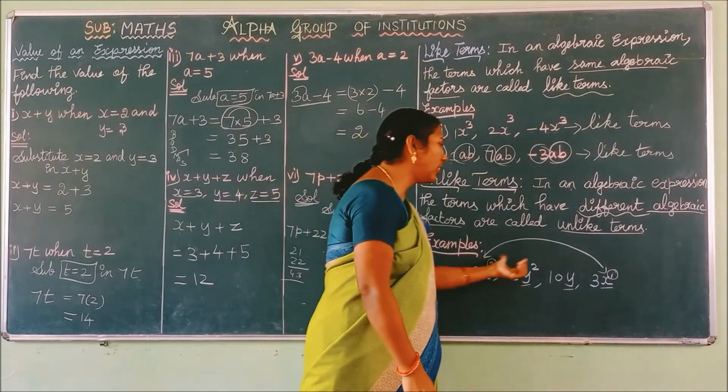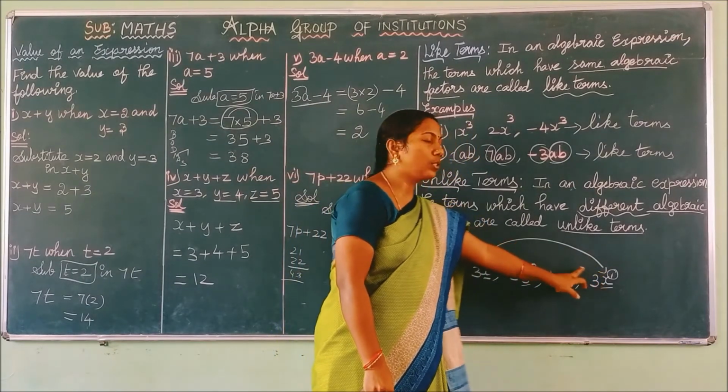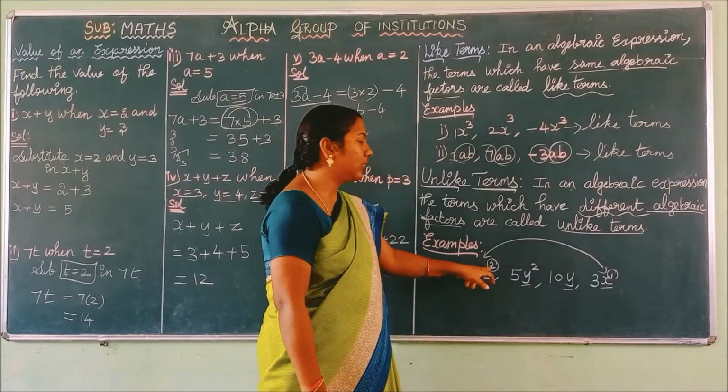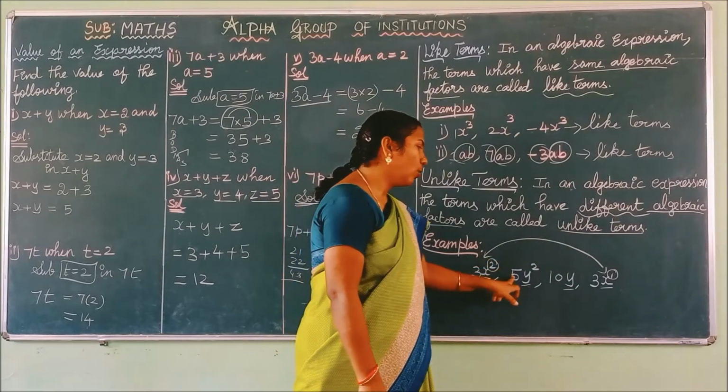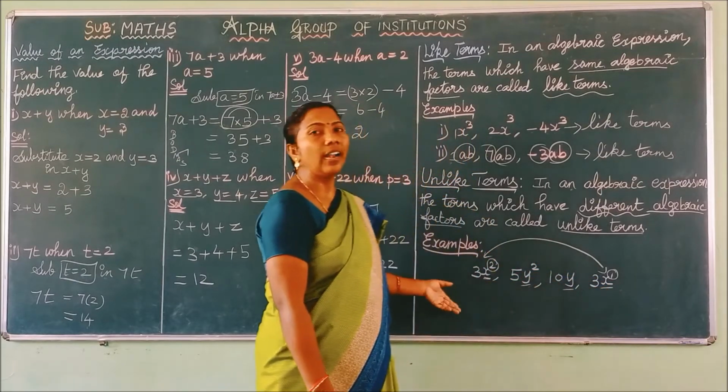But they have different powers, so we can't call them like terms. They are said to be unlike terms. So 3x square, 5y square, 10y, 3x are all unlike terms.